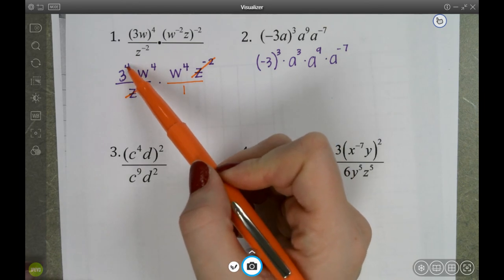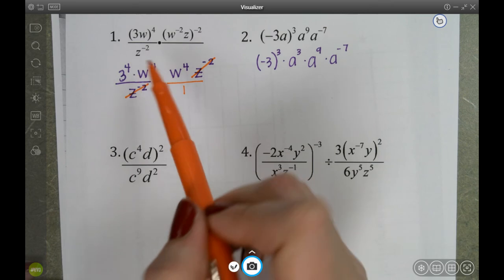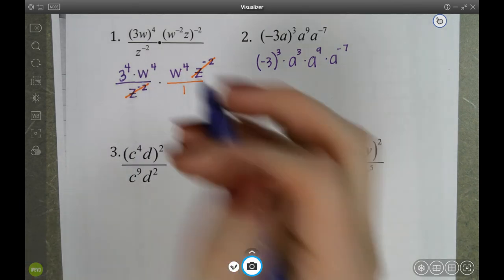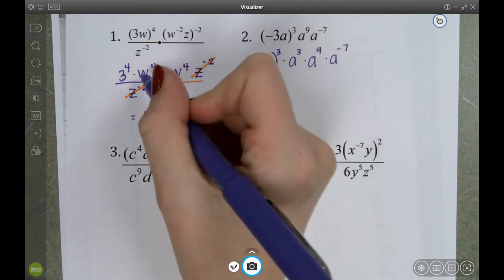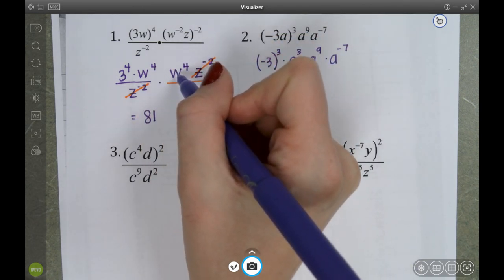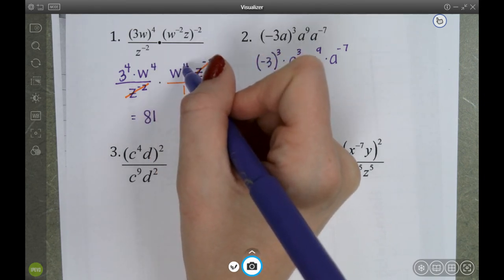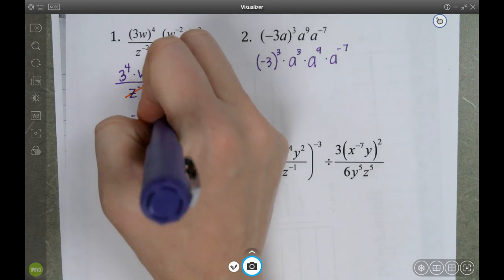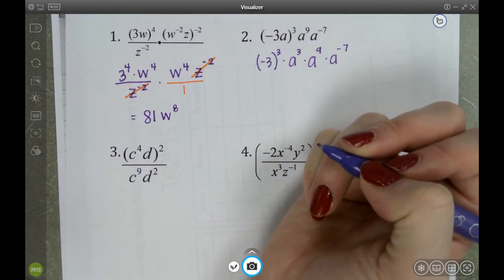3 to the 4th power, that's 3 times 3, which is 9, times 3, which is 27, times 3, which is 81. That's going to be 81. And then I have w to the 4th times w to the 4th. What can I do with those 4s? Add them to get w to the 8th power. And then that's it.